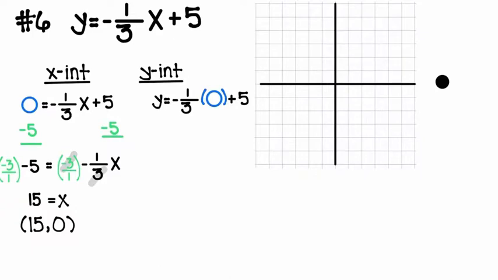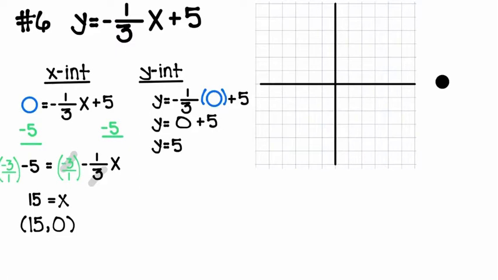I've replaced the x with 0. We are not moving anything side to side, so we're just following PEMDAS to simplify the right-hand side. So let's do multiplication before addition. Negative 1/3 multiplied by 0 is 0. Then 0 plus 5 is 5, so y equals 5.